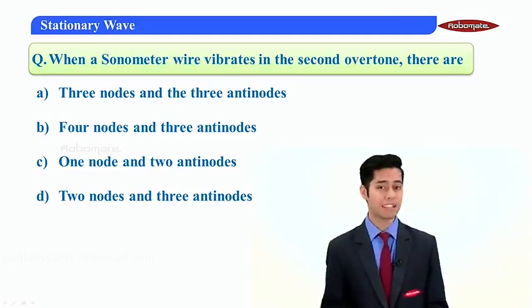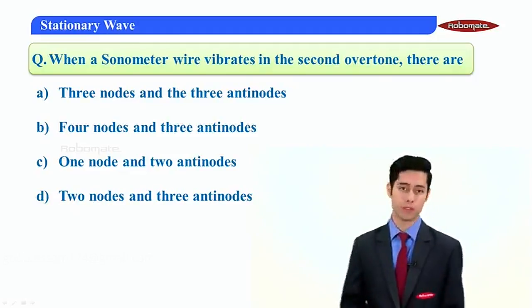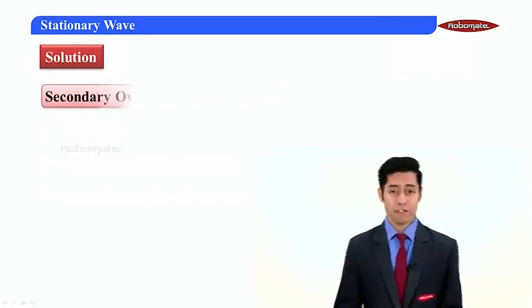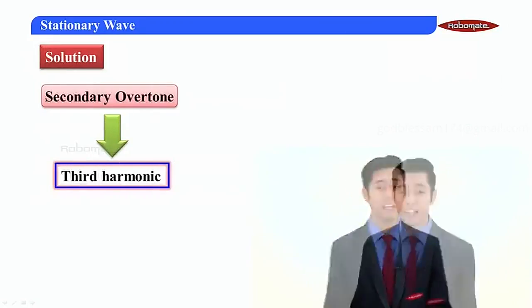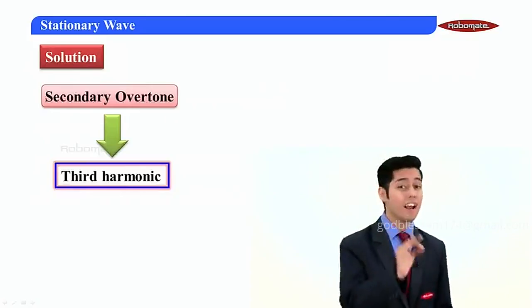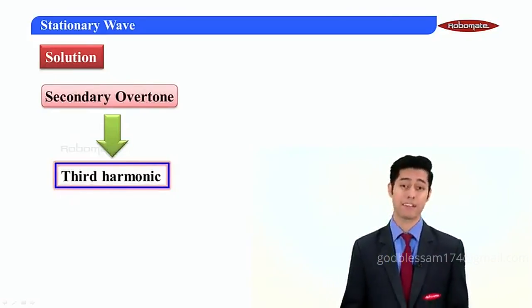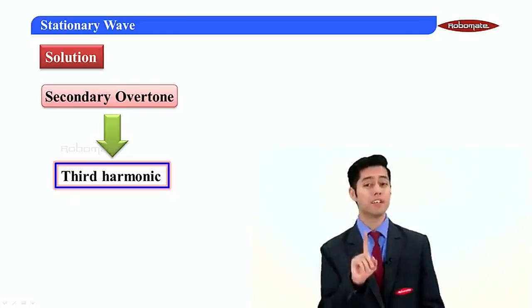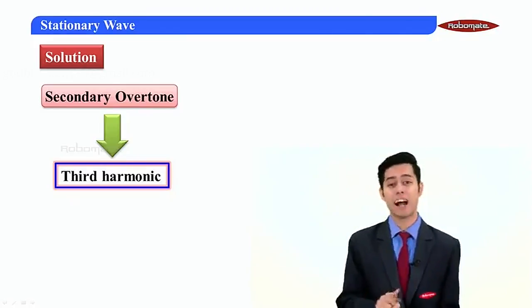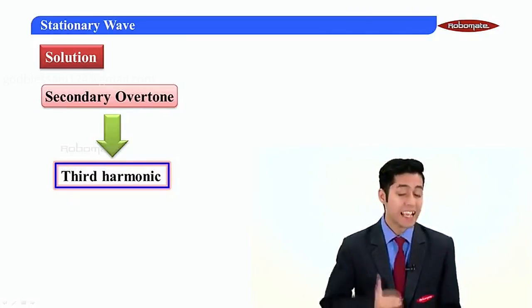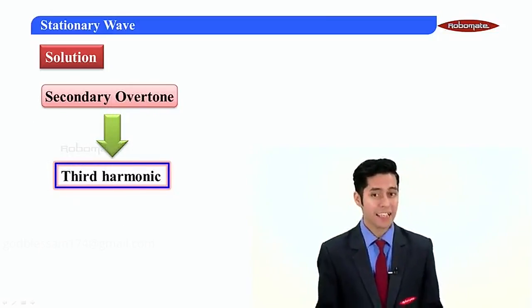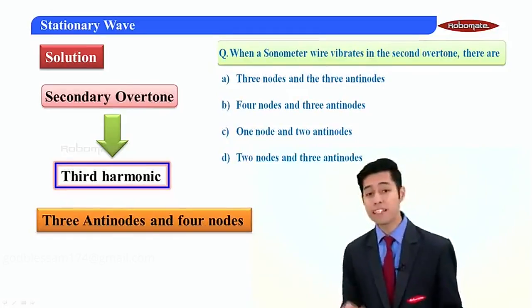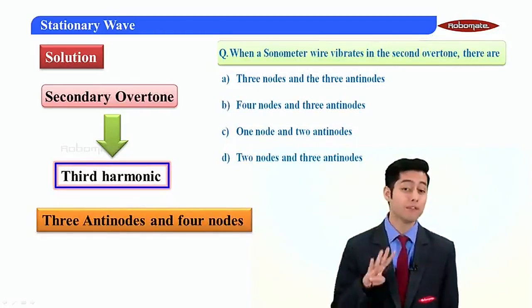But students, whenever I say the word second overtone, what comes to your mind? What comes to my mind is that whenever there is a second overtone, it implies that it is the third harmonic for a vibrating string. So if it would have been the first overtone, it would have been the second harmonic. In a similar way, it is the second overtone, hence it is the third harmonic. Now I know that in the third harmonic, there is presence of 3 antinodes and 4 nodes.